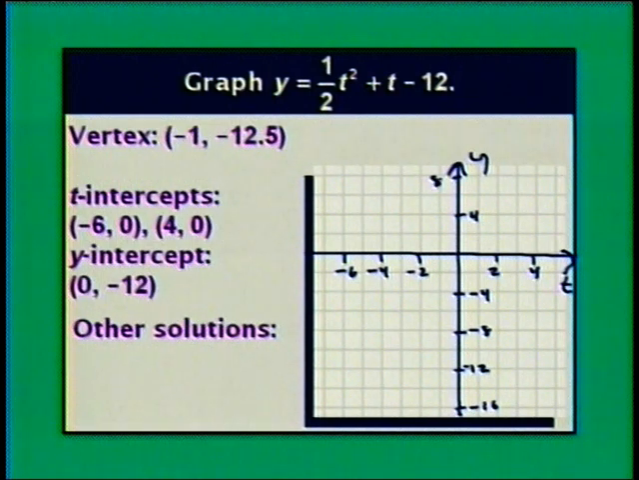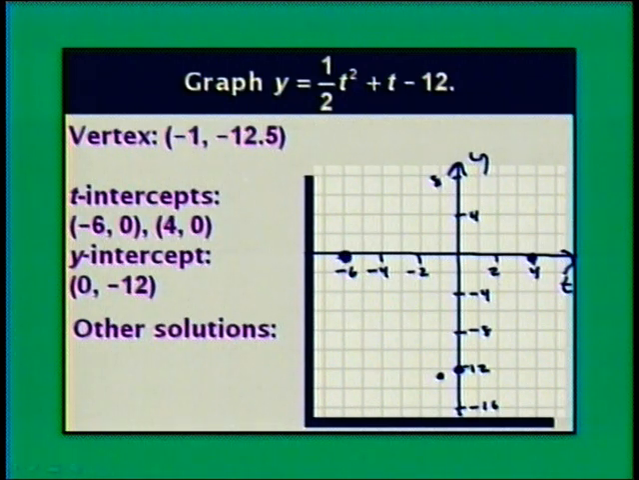So let's plot the solutions I know. I have the vertex at (-1, -12.5). Now notice I only went a quarter of a way between this tick mark and the next one. That's because I have a scale of 2. Halfway between would be -13. So -12.5, I just went about a quarter of the way down. (0, -12), that's my vertical intercept. I have two horizontal intercepts at (4, 0) and (-6, 0).